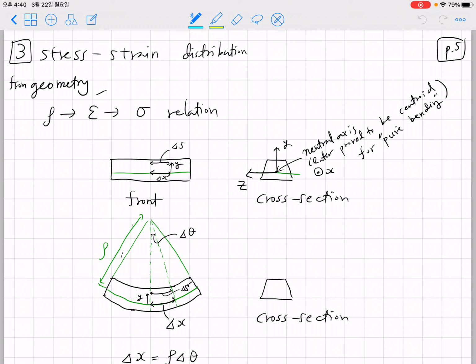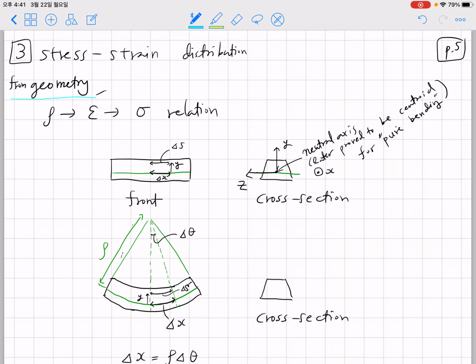In this video, having discussed the assumptions from the observation regarding pure bending, we'll try to obtain the stress and strain distribution of the beam under pure bending. So here the approach we're gonna take is the following.